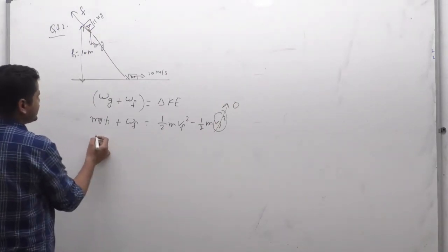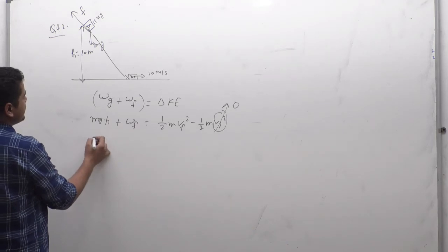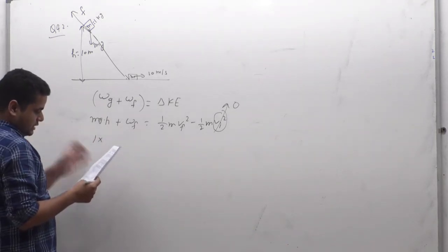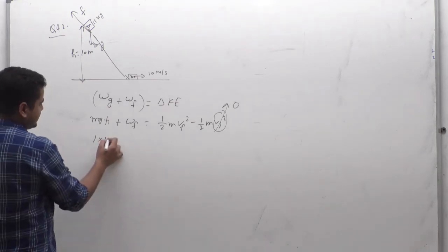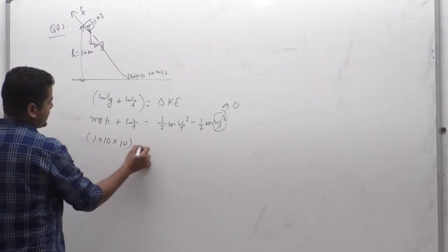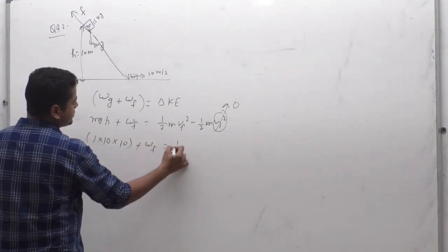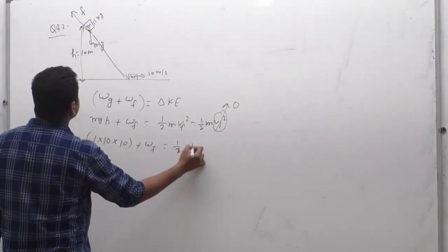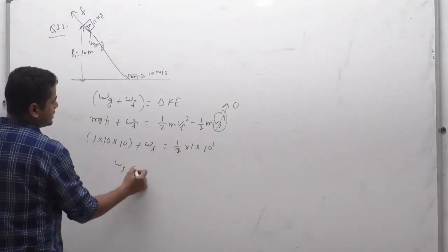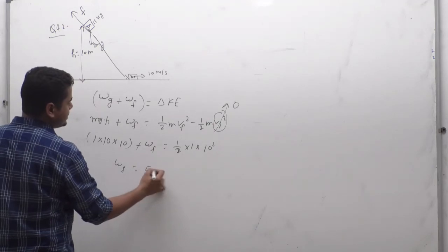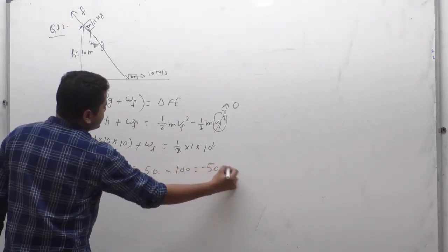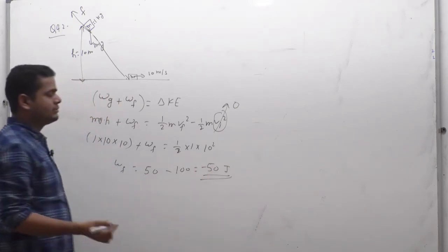Now see how much work gravity has done. Mass is 1, and we can consider g equal to 10. If nothing is given, always consider 10. So 1 into 10 into h, h equals 10, plus work done by friction equals half, mass is 1, velocity is 10 squared. Work done by friction equals 100 by 2 which is 50, minus 100, which comes to be minus 50 joule. So work done by friction is minus 50.